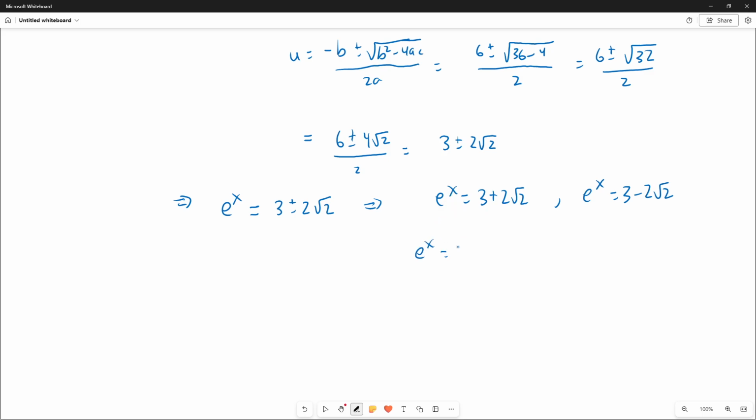So e to the x, x is the natural log of 3 plus 2 root 2. Or x is the natural log of 3 minus 2 root 2. So those are our two solutions.